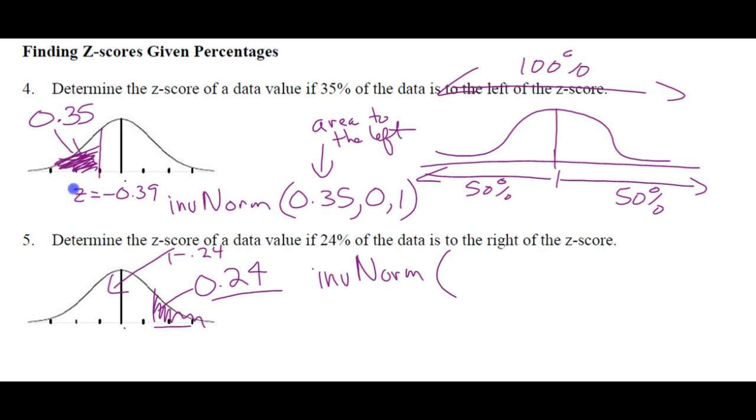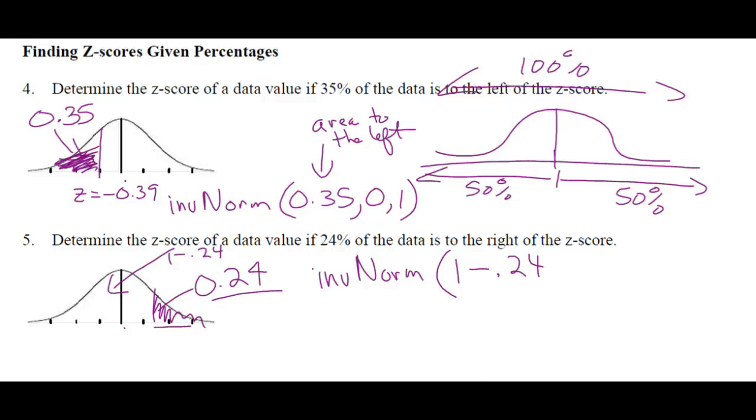Okay, here's what I'm going to enter. I need the area to the left, and I know the area to the right, so I'm just going to go 1 minus 0.24. Let the calculator do it for me. You could calculate it if you want. It's 0.76. And then you could put in here 0.76. But you don't need to. The thing about inverse norm is it needs the area to the left. And I have 0.24, the area to the right. So I know that this area here is 1 minus this area here.